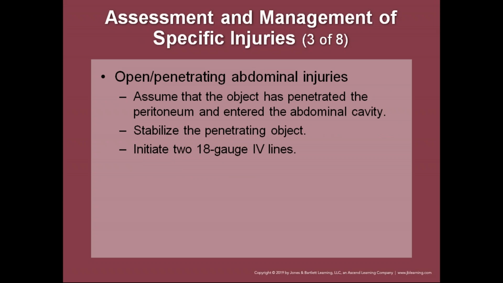Open and penetrating abdominal injuries, you need to assume that the object has penetrated the peritoneum and entered into the abdominal cavity. Anytime you see an opening into the abdomen, just assume that it is the worst case scenario. Stabilize the penetrating object if it is still in them, and initiate 2 18-gauge IV lines.